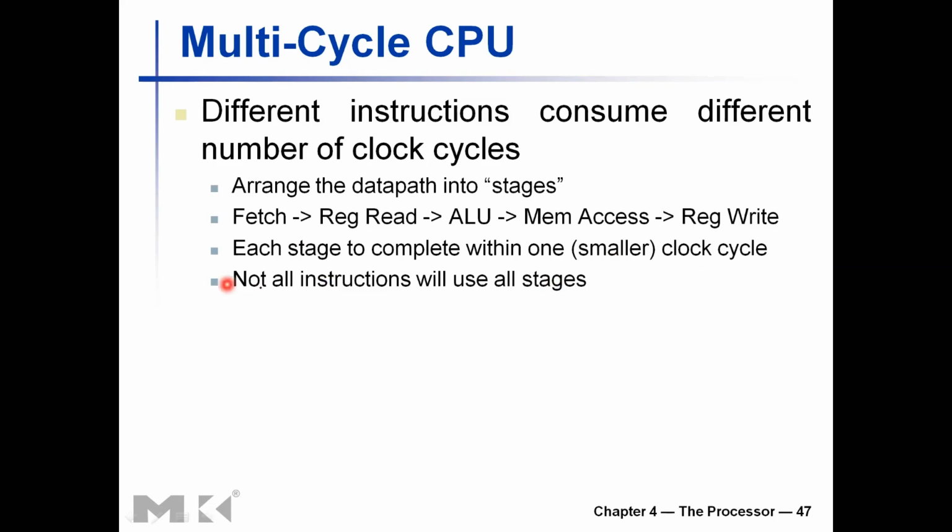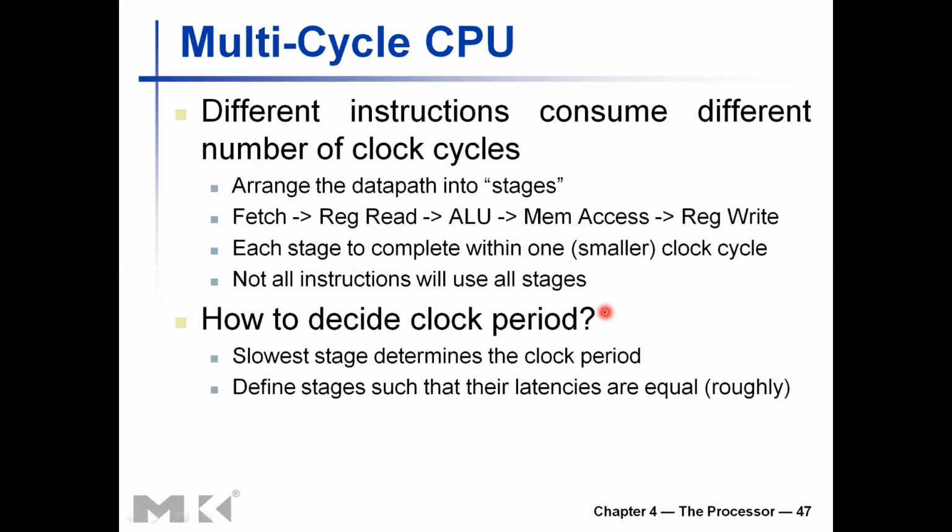Not all instructions will use all stages. Say an R-type instruction will not do a memory access, so it can ignore that stage. It can go from ALU to register write directly. Some instructions which are not reading register files can ignore that and do the operations necessary only for that instruction. So likewise, you can split this data path into stages and define a smaller clock cycle. Earlier we had one clock cycle for all of these, all happening within one big clock cycle. Now we have small clock cycles to fit these separate stages.